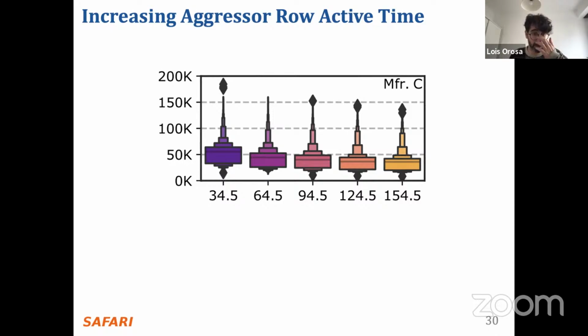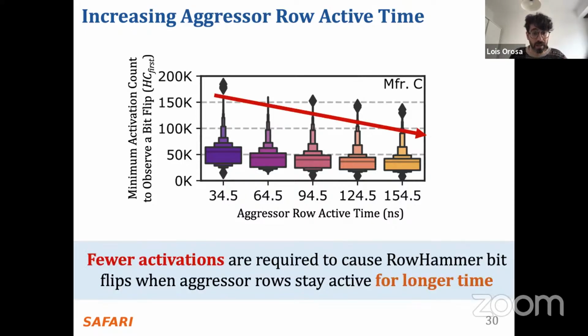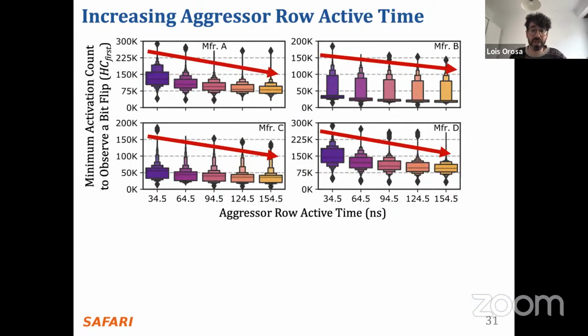In this plot, we investigate the variation of HC first, the minimum activation count to observe a bit flip, with increasing aggressor row active time. In this case, we observe that DRAM cells experience bit flips at smaller activation counts when the aggressor row stays active longer. We observe the same trend on modules from all 4 manufacturers.